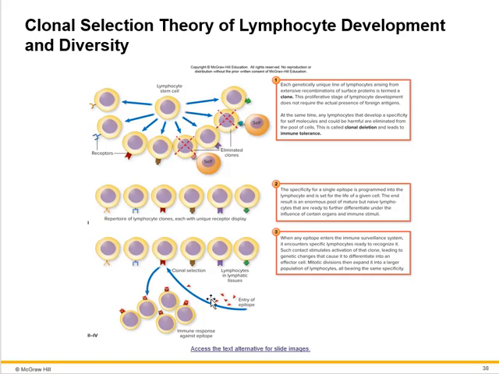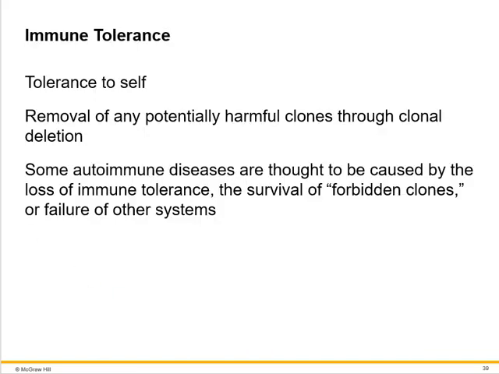That is a good transition into the third step. This is when you have antigen presentation. So this is development, antigen presentation, and then the activation or challenge of the B and T cells. Immune tolerance is a tolerance to self-antigens, so it can remove potentially harmful clones through clonal deletion. It's thought that autoimmune diseases are caused by a loss of immune tolerance, the survival of some forbidden clones, or failure of other systems. There are a lot of different ideas, but that particular theory makes a lot of sense, and there's a lot of information and research to back it.